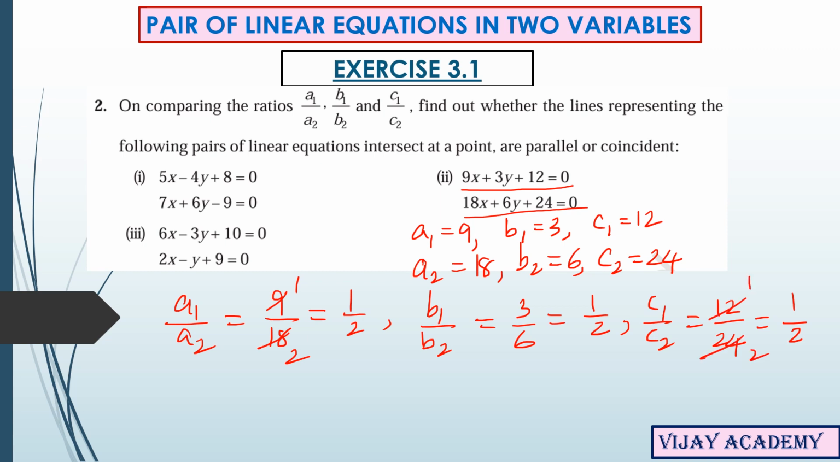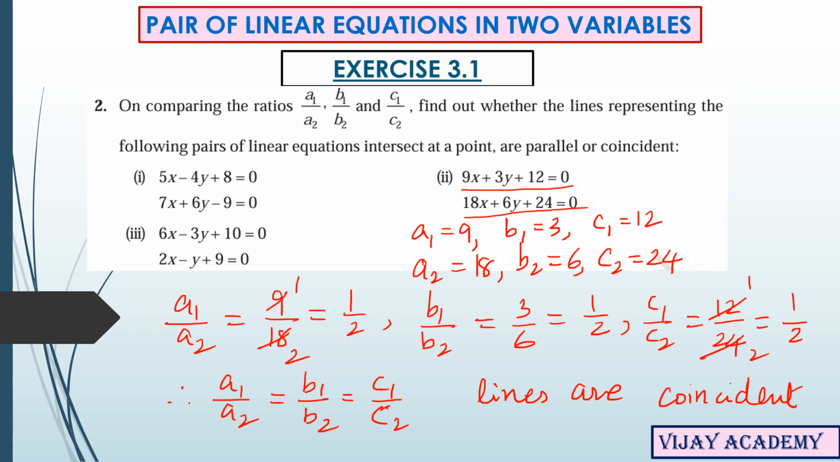So now look at the ratios, look at all the three ratios, which is giving 1 by 2 in all the three cases. Therefore we can write a1 by a2 is equal to b1 by b2, that is equal to c1 by c2. And now we can write that they are coincident lines. So the lines representing these equations are coincident.